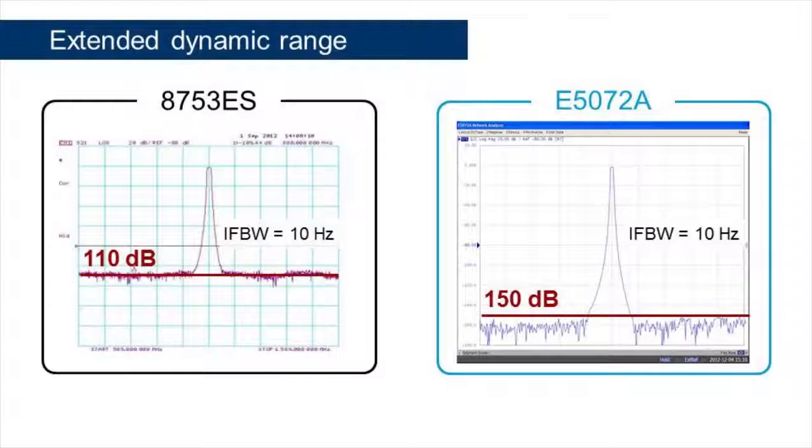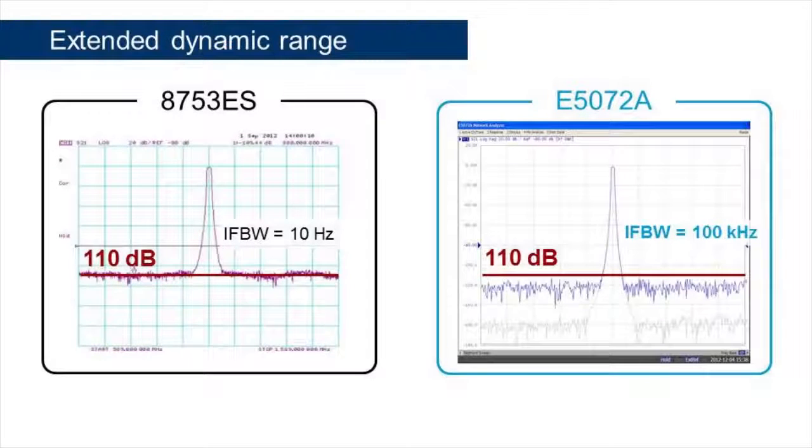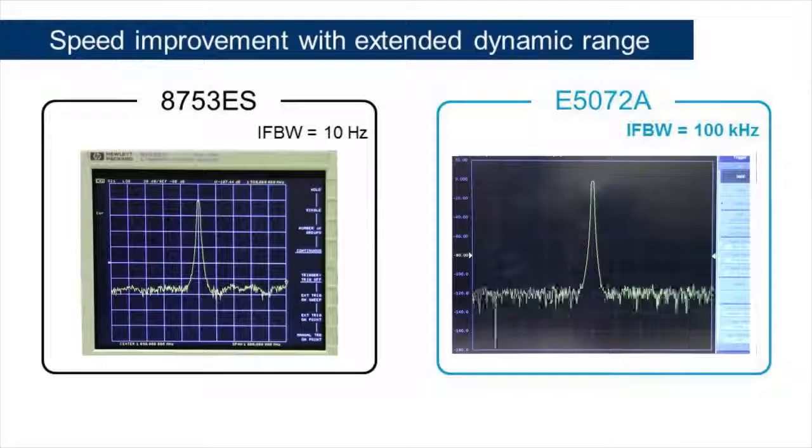Also, this wider dynamic range means that you have a choice to improve cycle time by selecting wider IF bandwidth. Here we compare the results with the same measurement choices. With the E5072A, you can select wider IF bandwidth of 100 kHz. If I increase the dynamic range by 10 dB, then I can select the 10 times wider IF bandwidth. This allows a measurement 10 times faster. This extremely fast speed is a tremendous advantage with the E5072A if you are doing time-consuming filter tuning of the stop band performance of your DUT.